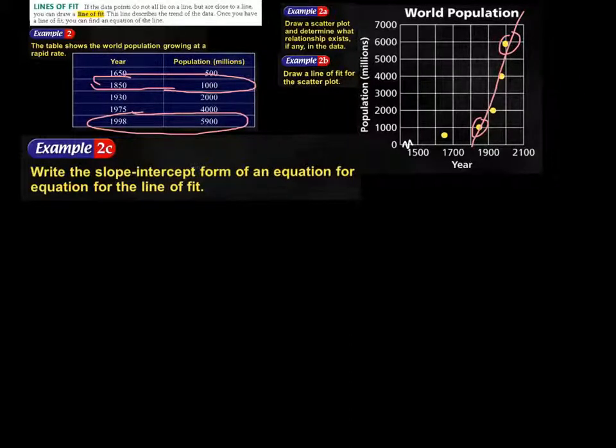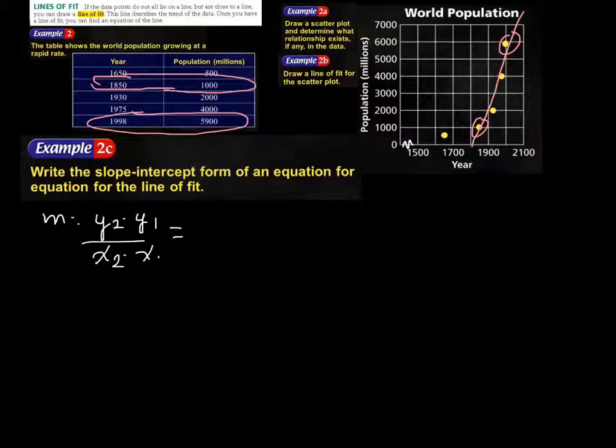1851,000, and that's in millions, so that would actually be 1 billion. And 1998 looks like 5,900. So to write a slope-intercept form of an equation for the line of fit, this is when you're going to want a calculator to find the slope formula. Slope is change in y over change in x still, but our numbers are larger.